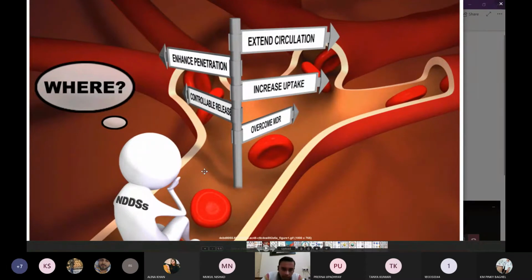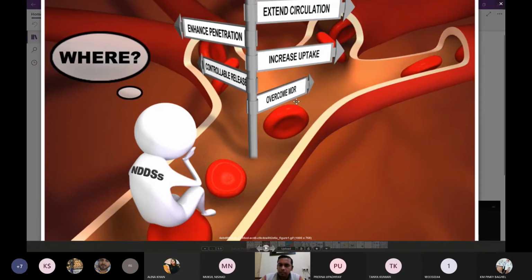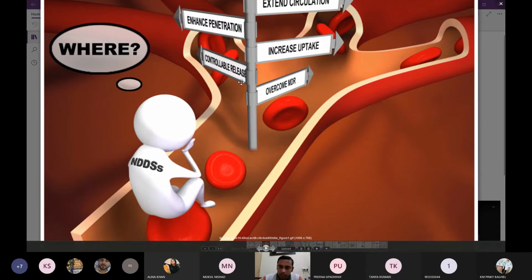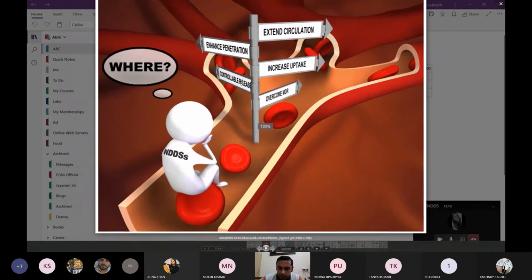When it goes into this area, it may increase its penetration level or increase uptake in the body compartment or body substance, or extend circulation. It may circulate over time through all the different areas, and overcome MDR, multiple drug resistance. So these are the various ways our NDDS is working.